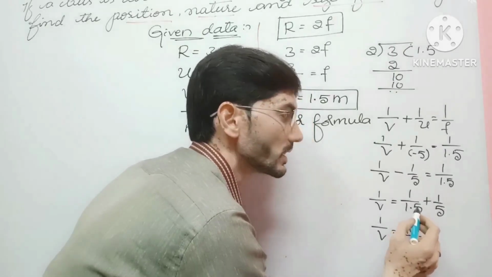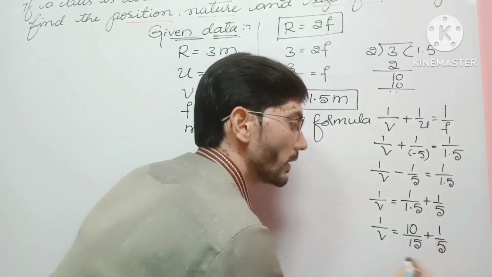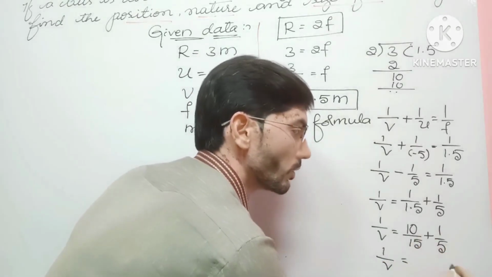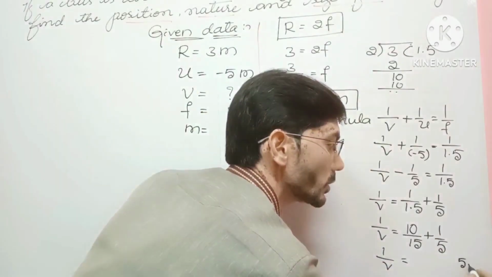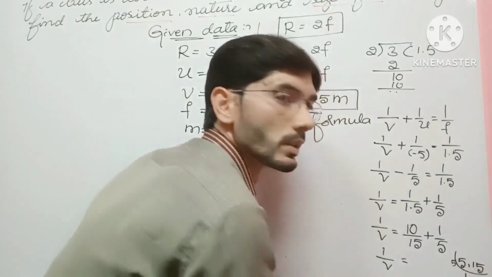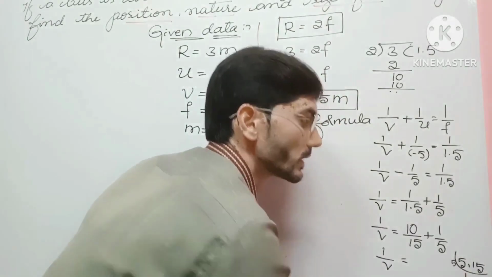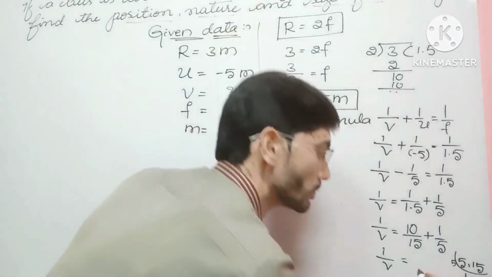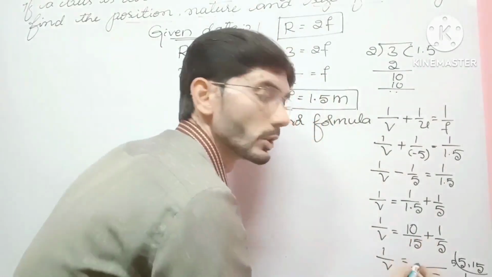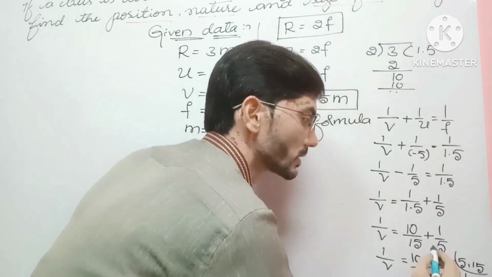After the decimal point, 1 digit is there, so 10 you add to the numerator, plus 1 by 5. Now 1 by V is equal to, now 5 and 15 you take the LCM. 5 1s are 5, 5 3s are 15, so 15 will be the LCM. Now 15 means directly you can do it now. So here 15 1s are 15, so 10 plus 3.